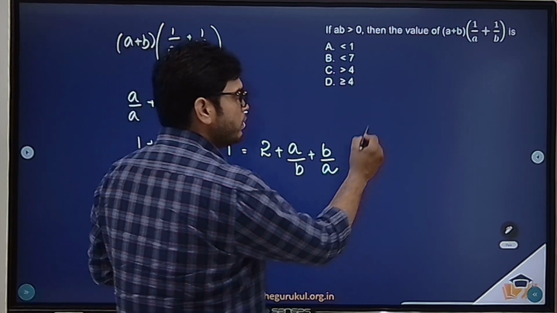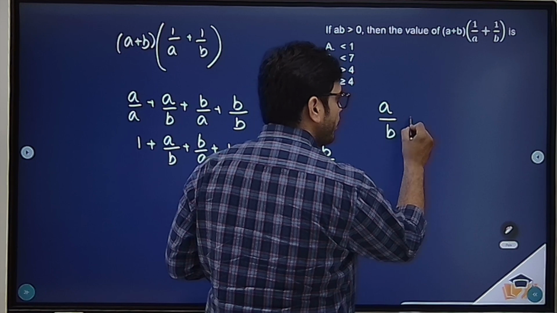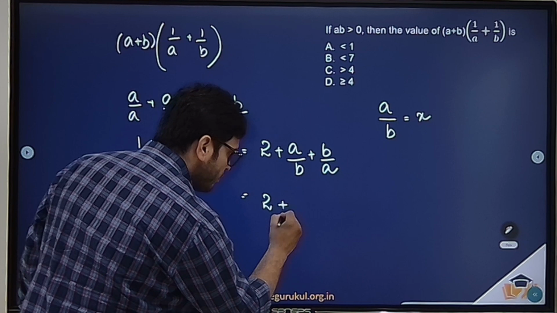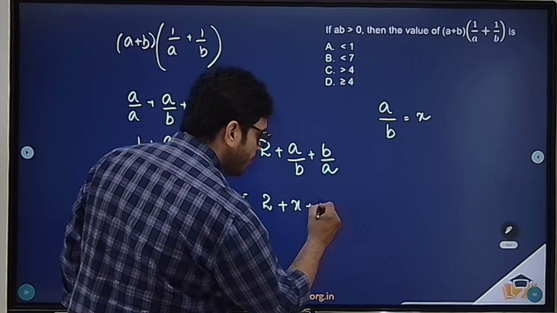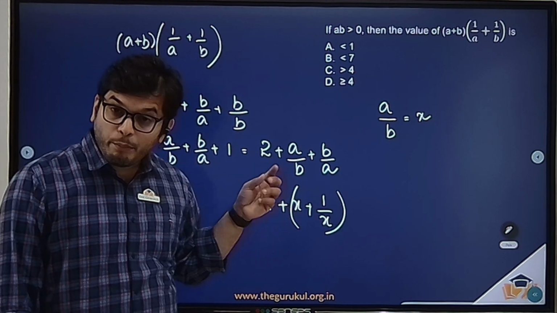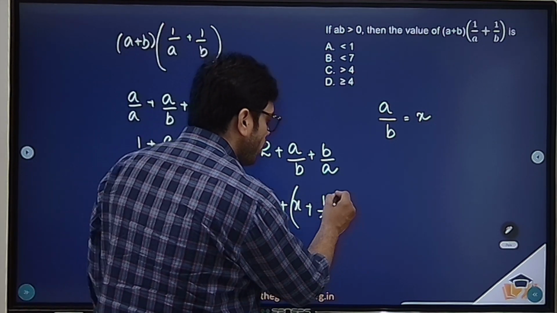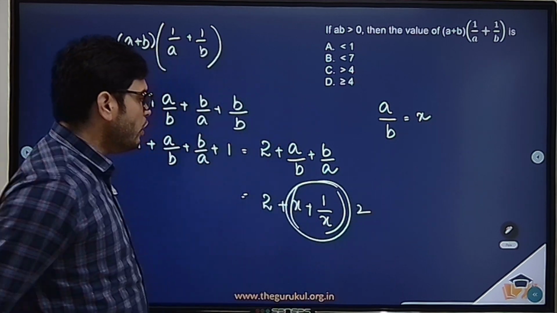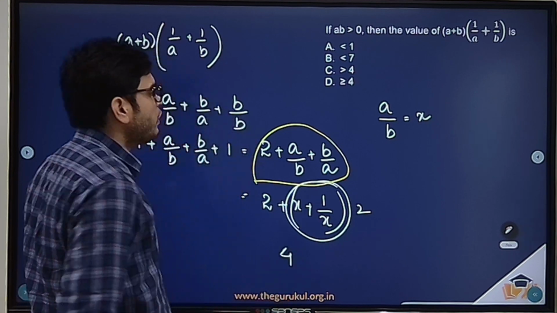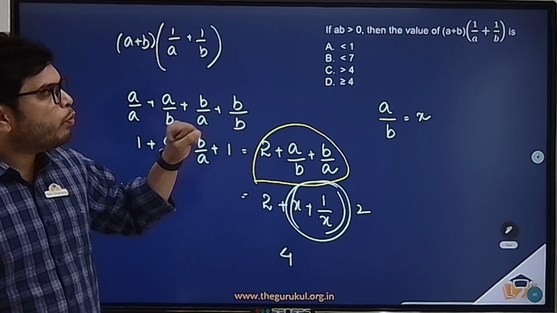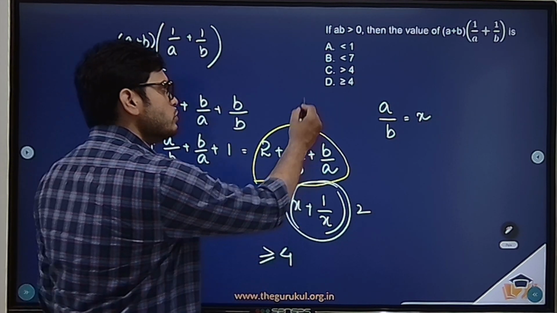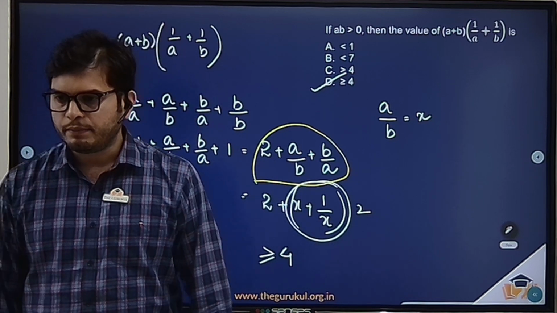Now let me consider a by b to be x. So what do we have? This would be 2 plus x plus, b by a is nothing but 1 by x. And we had discussed in the class that the minimum value of x plus 1 by x will always be 2. Right. So the minimum value of this entire expression should be equal to 4. So (a plus b) into (1 by a plus 1 by b) should always be greater than or equal to 4. So the answer for this question should be option D.